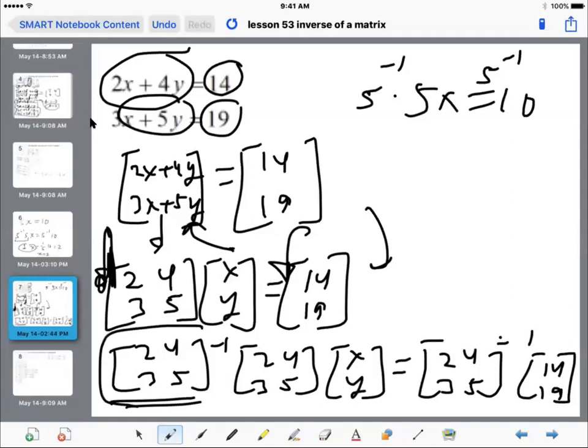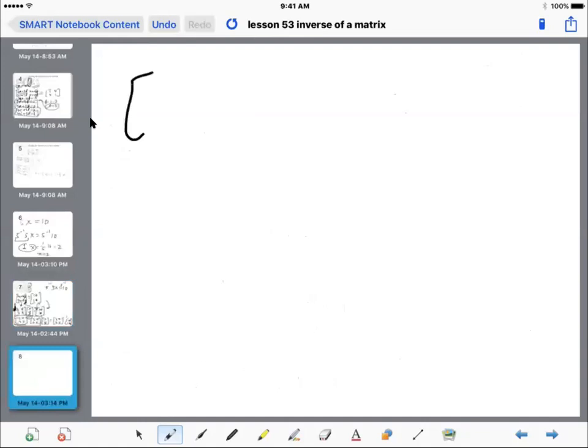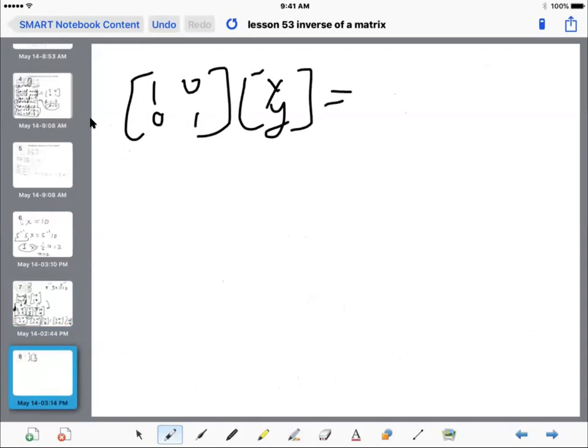Now, what happens to this [2 4; 3 5] inverse times [2 4; 3 5]? What's the product of just those two things? That's right. 1 in the sense of matrices, which is [1 0; 0 1]. Now here I still have the [2 4; 3 5]. I keep having trouble remembering that.